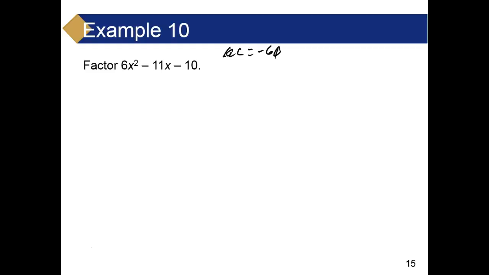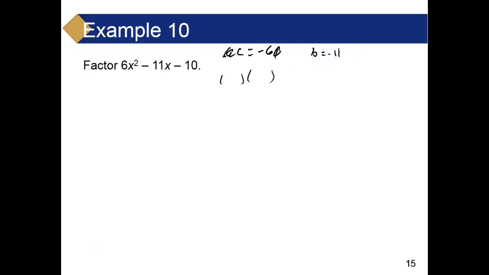Now, time out just a moment here. We look at this AC. It's a negative 60. What does that tell you about the signs of the two factors? They're different. One's positive and one negative. So one of these is going to be a plus and one's going to be a minus. Now, which of these is going to be the larger number? The minus, because that B over here is going to be negative 11.